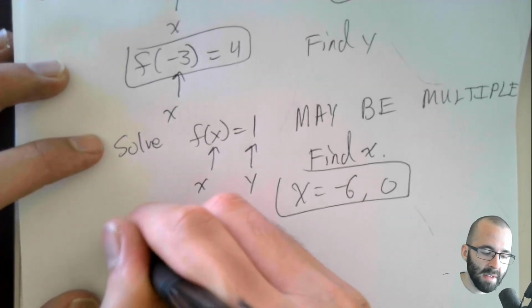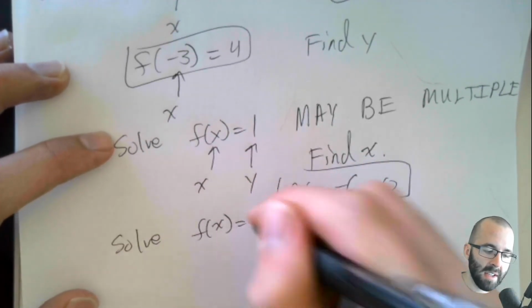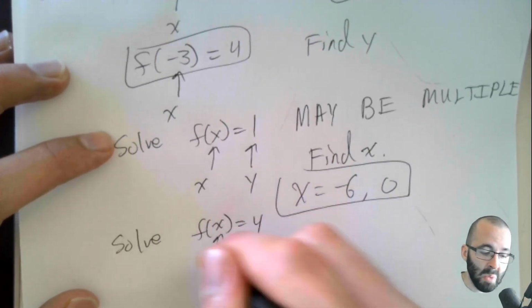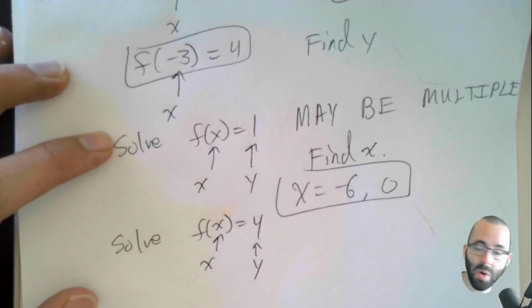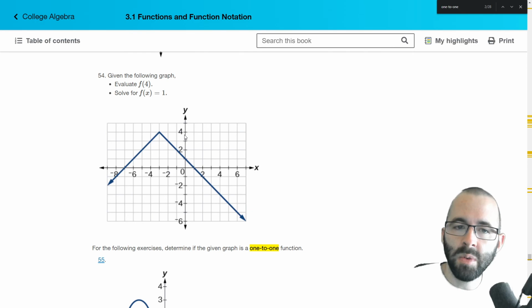Do one more. Solve f of x equals 4. Again, we don't know the x, but we do know our y value. When is the y value equal to 4? Find y equals 4. That's up here. And look right and left for where the graph touches. And here it only touches once. Only one x value for y to be 4. And that x value will be -3.